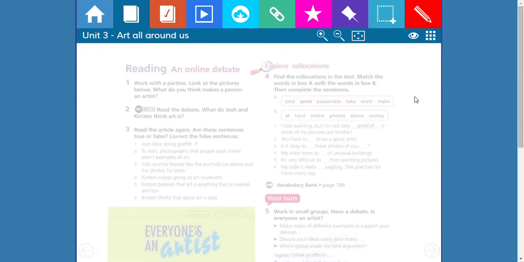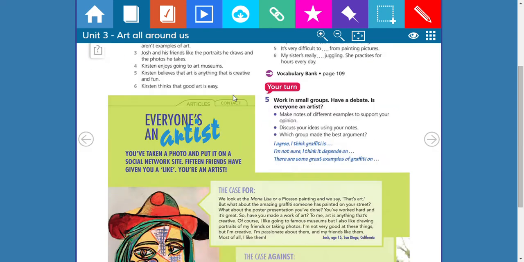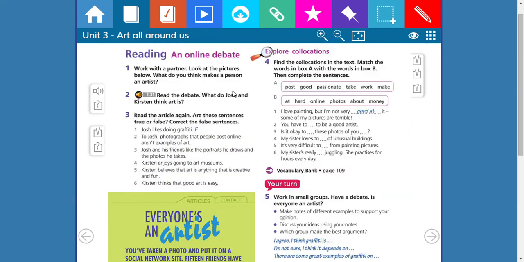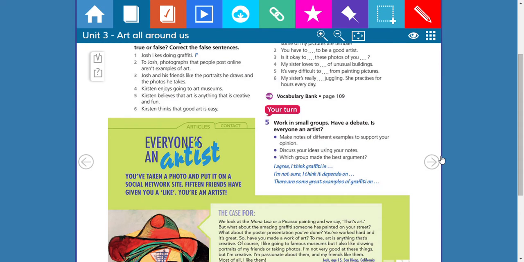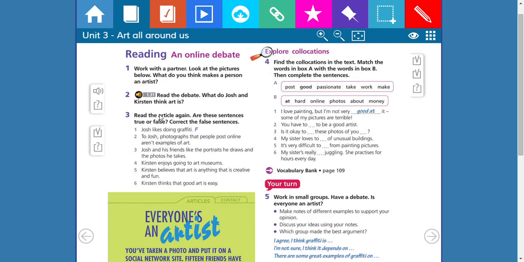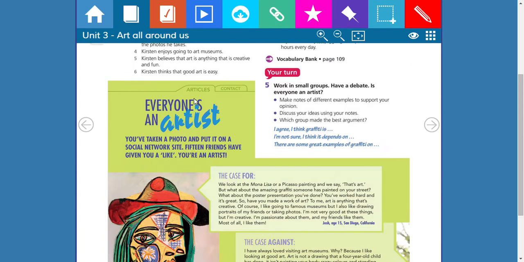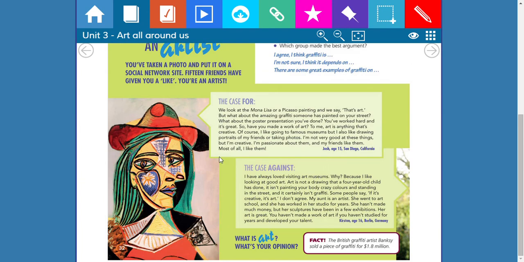But today we continue with a reading, an online debate about everyone's an artist. So the idea is this: work with a partner. Look at the pictures below. What do you think makes a person an artist? Look at this picture. This is like if you or your teacher or someone you know can draw. Well, that is weird, extraño, raro.